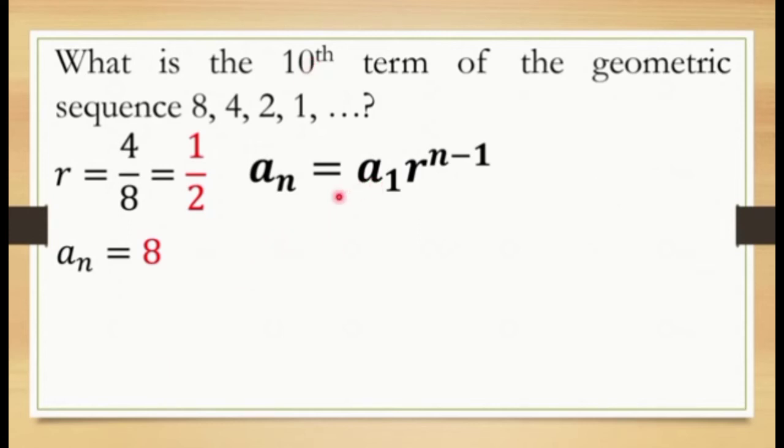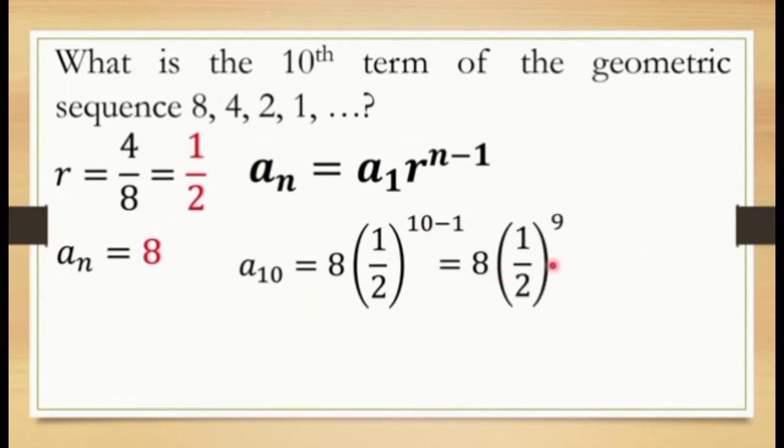So, a sub 1, that is 8 times 1/2 raised to 10 minus 1. Why 10? Because we have 10 terms, that's our n. And then, 8 times 1/2, where 10 minus 1 is 9. Then, 1/2 raised to 9. So, what you need to evaluate first is the 1/2 raised to 9, not the 8 times 1/2. You need the 1/2 raised to 9 first.